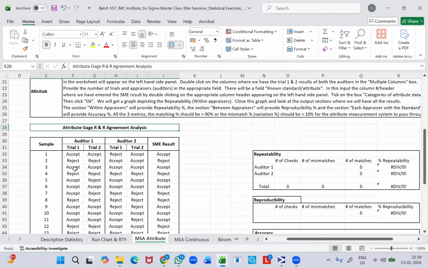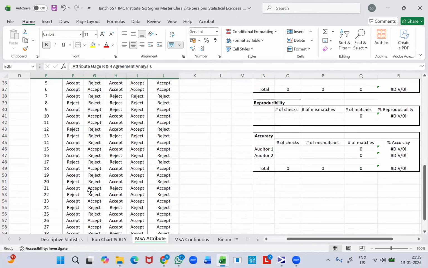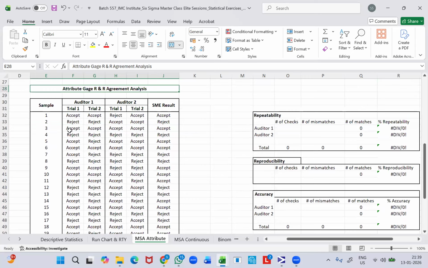So the auditors will perform the trial one exercise, wherein in the first round they will inspect all the 30 sample units and then come up with their decision. And then after some time, they will perform the trial two exercise. In trial two, they will once again inspect all these 30 sample units independently. Independently means when they perform the trial two exercise, the auditor should not remember the result that he gave for trial one for a particular sample.